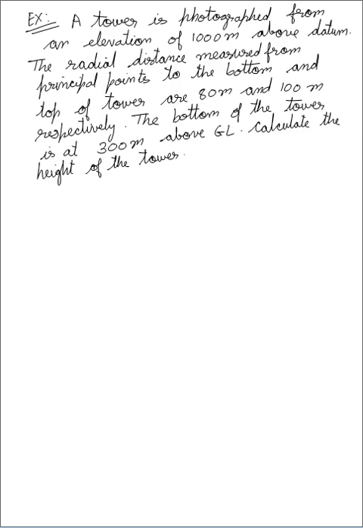So let's draw the figure to understand the question. See, it is given that the tower is photographed from an elevation of 1000 meter. 1000 meter means it's 1 kilometer. So obviously they have given the flying height, which is denoted by capital H. And the radial distances measured from the principal point to the bottom and top of the tower are 80 meter and 100 meter.